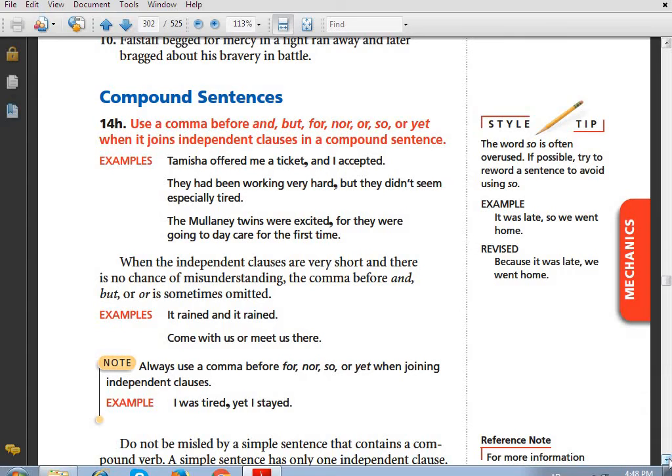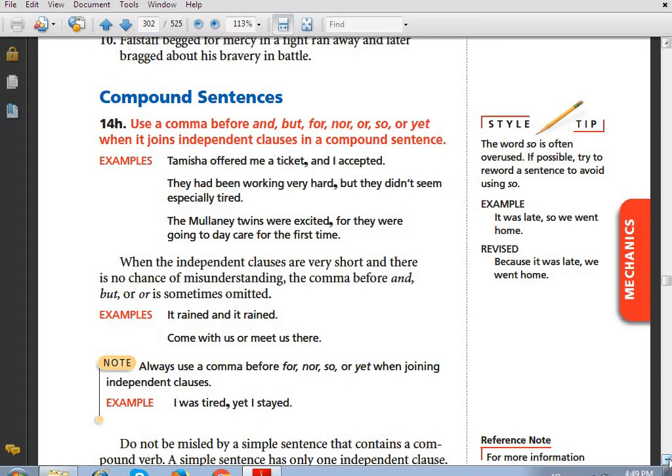If you have a compound sentence, what do we mean by compound sentence? A compound sentence means two clauses which are related by what? By any of the coordinating conjunctions. I have to put a comma before any of the coordinating conjunctions, which are collected in FANBOYS. Yeah, that's correct. When the independent clauses are very short, the comma before and, but, or is sometimes omitted. Look at the example below.